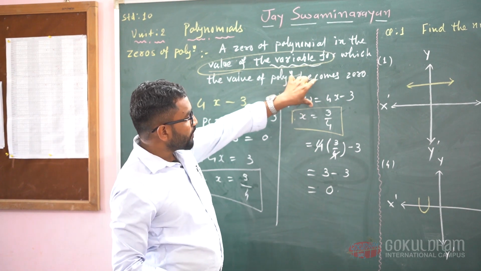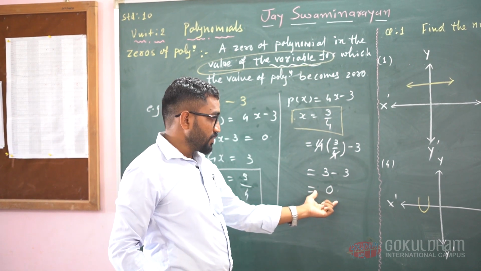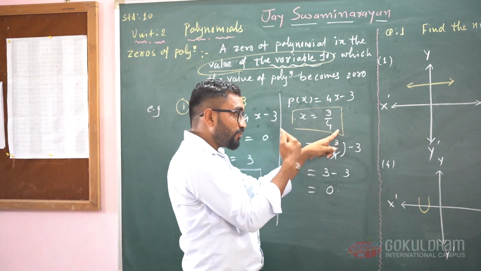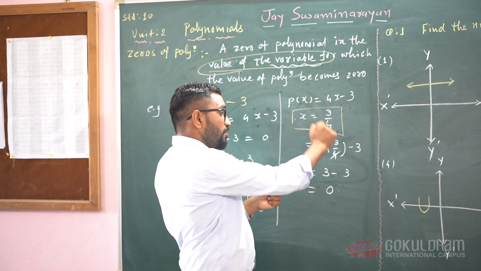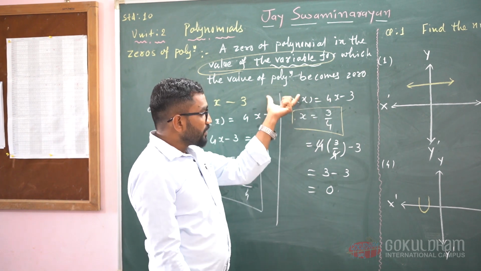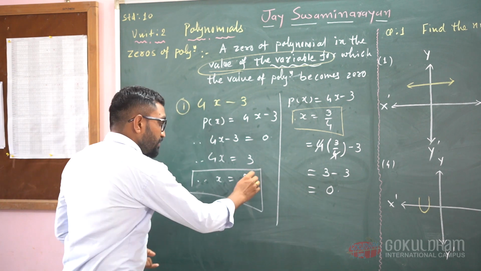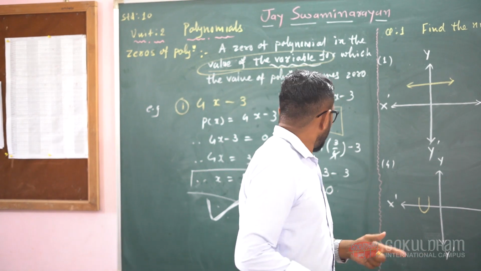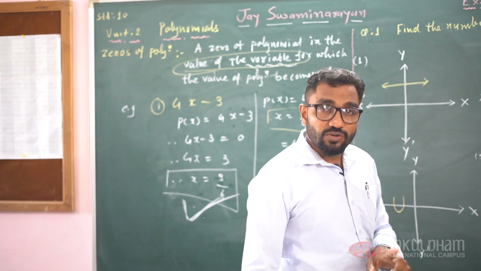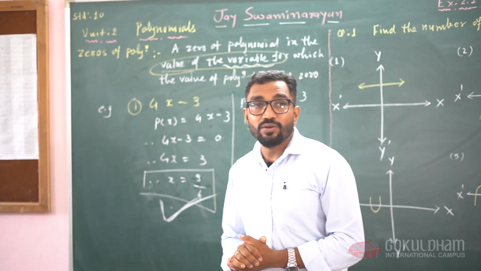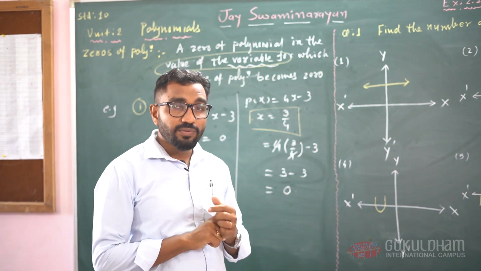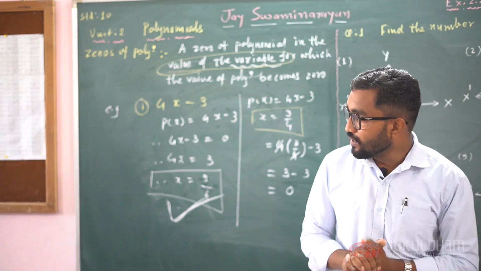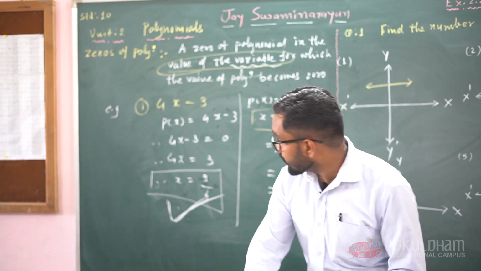Here the value of the polynomial becomes 0. Why? Because we put the value x equal to 3 by 4 in this polynomial, therefore the polynomial becomes 0. Therefore 3 by 4 is the zero of the polynomial. Again, zero of a polynomial means we take the value of the variable and put this value in the polynomial, therefore the polynomial becomes 0. Again I explain one more example.